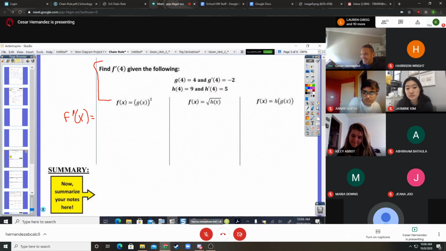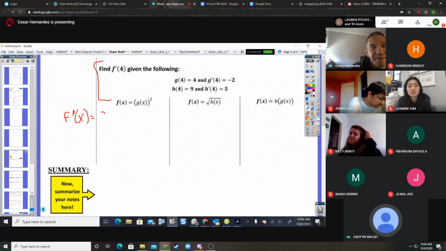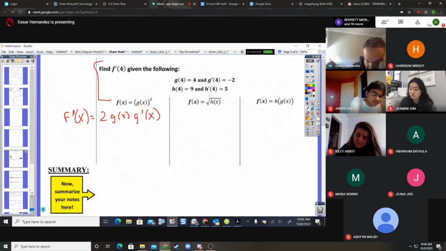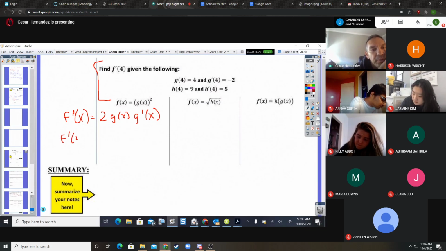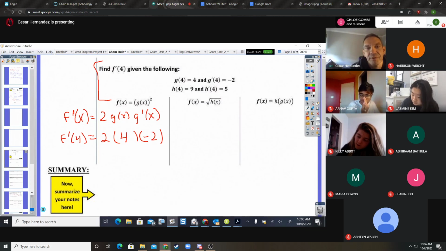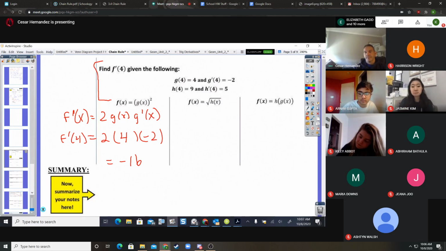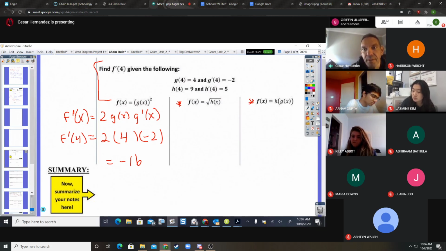Kylie's asking, would it be 2 times g of x times g prime of x? Thank you. That is correct. 2g of x times g prime of x. And then what's the value? 4? Okay. So let's substitute in. g of 4 is 4. g prime of 4 is -2. My answer is -16. Okay, so you're going to try the next two, okay? Once you have a specific value, please type that into the chat.